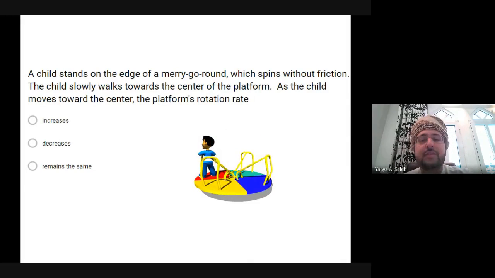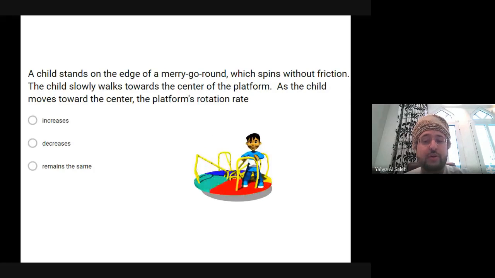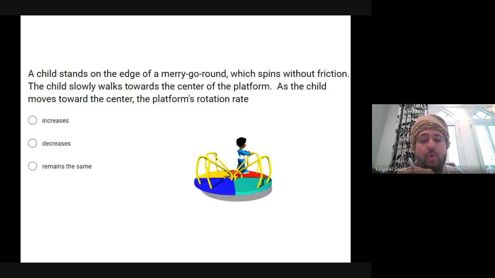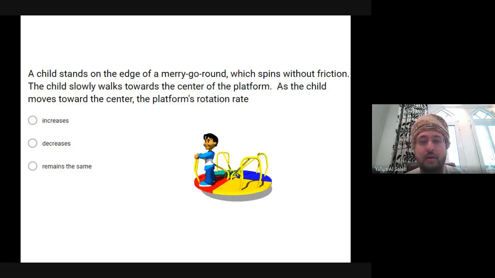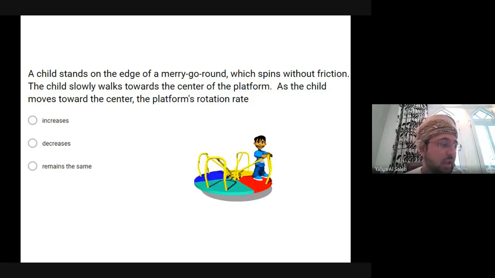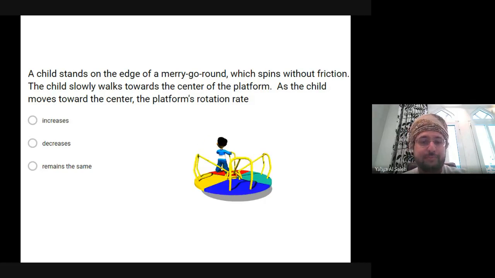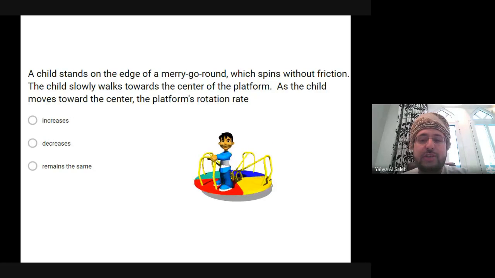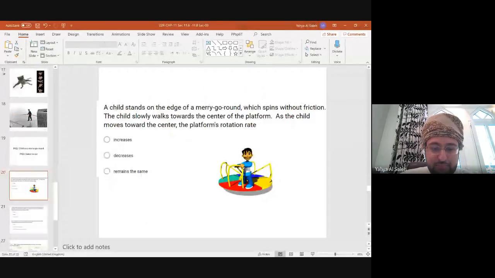So a child stands on the edge of a merry-go-round. And if you haven't played one of these when you were a child, I'm sorry, you have lost your childhood. Go to a playground today and play it. It spins without friction. So this is a high-end model. The one we had at the garden by my home had bucket loads of friction. The child slowly walks towards the center of the platform. As the child moves towards the center, what happens to the platform's rotation rate? Does it increase? Does it decrease? Does it remain the same?